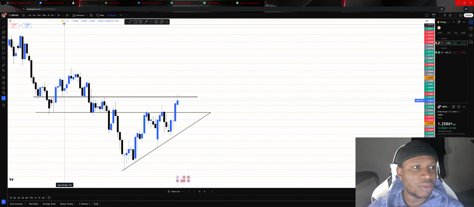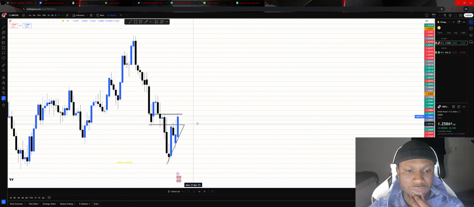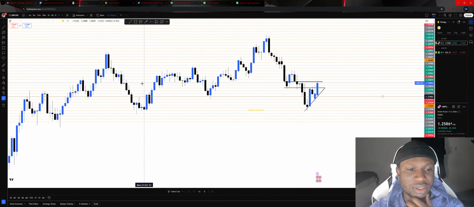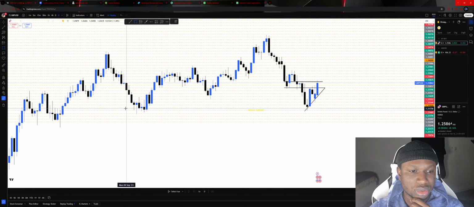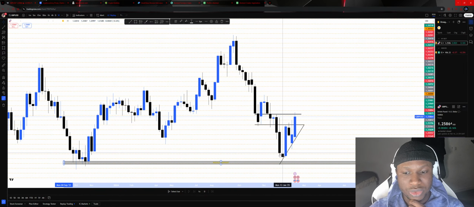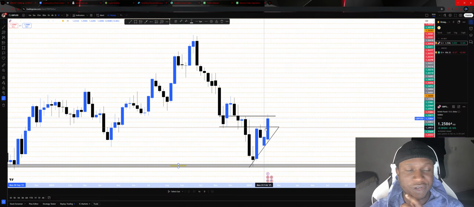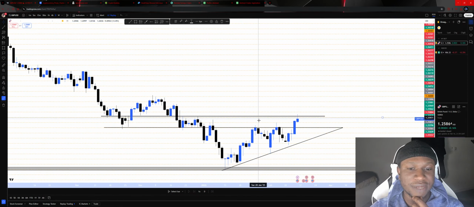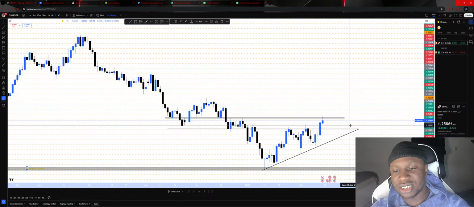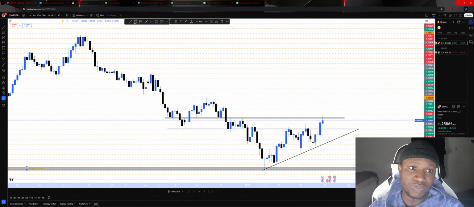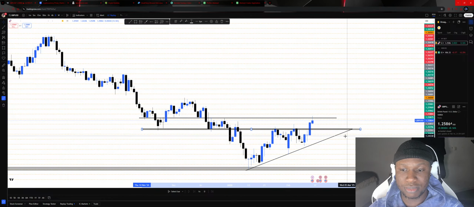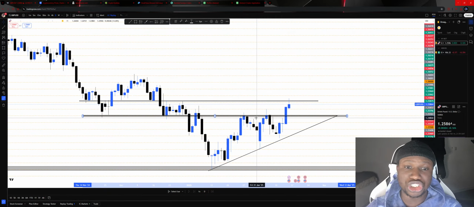So let's do a quick top-down analysis. On the weekly time frame, we see this major zone. It was respected, and we had a very strong bounce back up. On the daily time frame, this is pretty much an ascending triangle that has now been broken, which indicates buyers are present in the market, especially on GU.